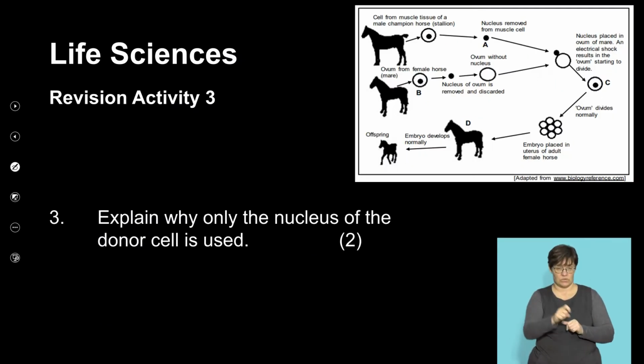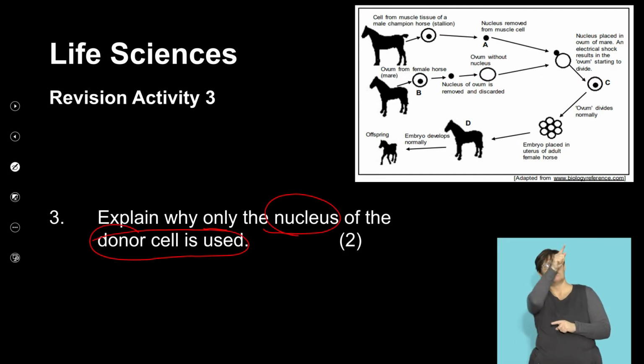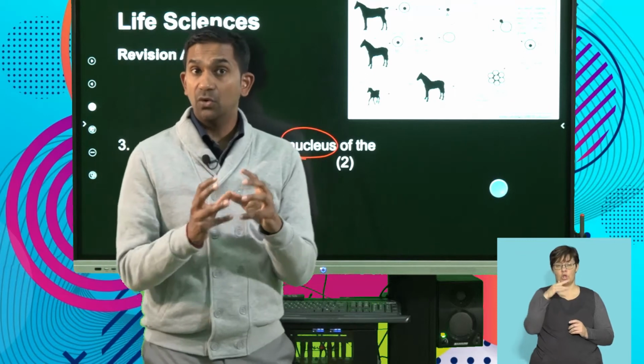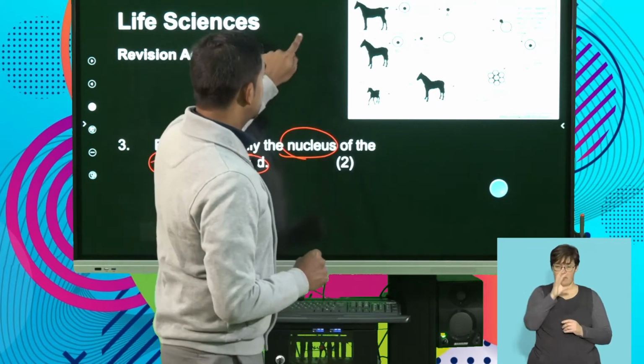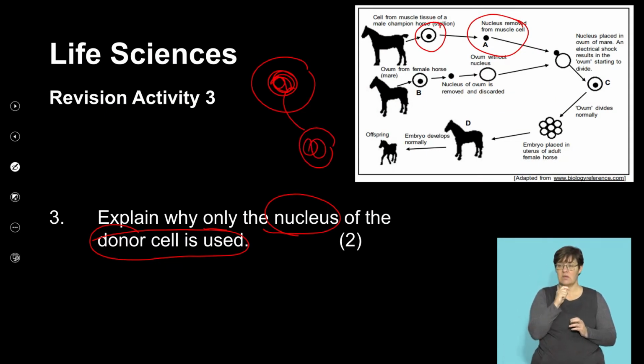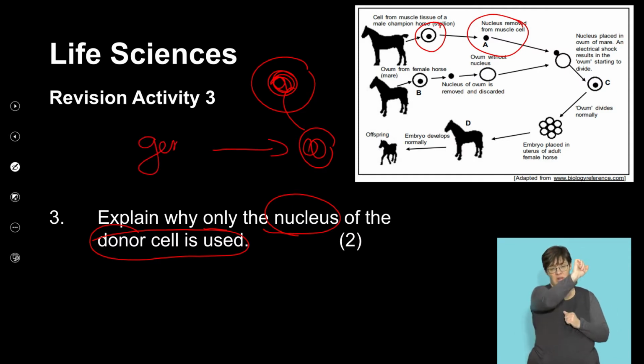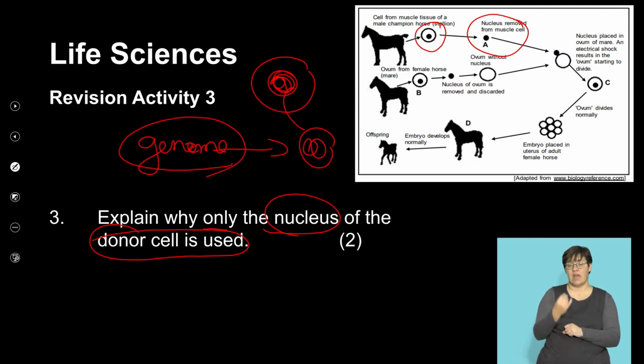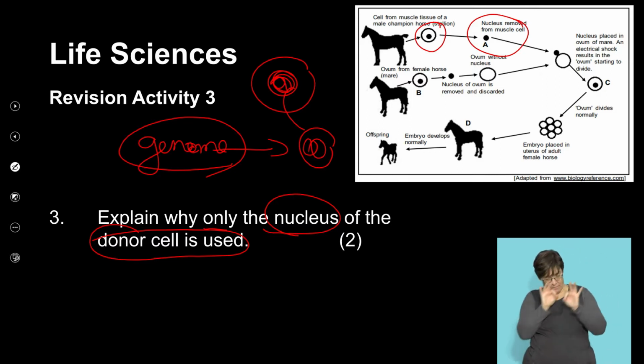The next question: explain why only the nucleus of the donor cell is used. And so guys, again here was the somatic cell that was taken, and it was just the nucleus that was removed, and only the nucleus. As I mentioned earlier on, in our nucleus we have all the genetic information. So being able to extract the nucleus from this cell and use the nucleus means that we have all the individual's genetic makeup. So we have the full genome of that individual, meaning that cell has all the genetic information to create another copy of that individual.